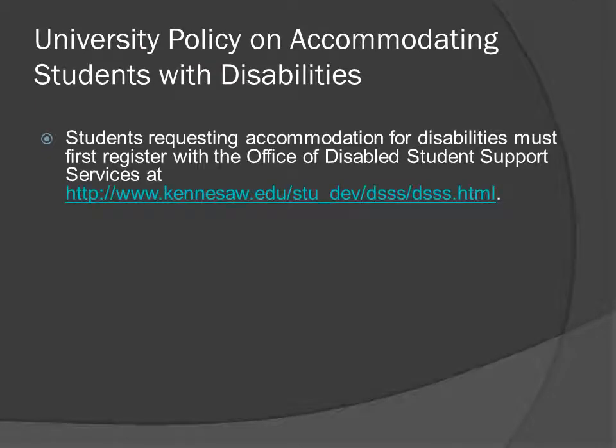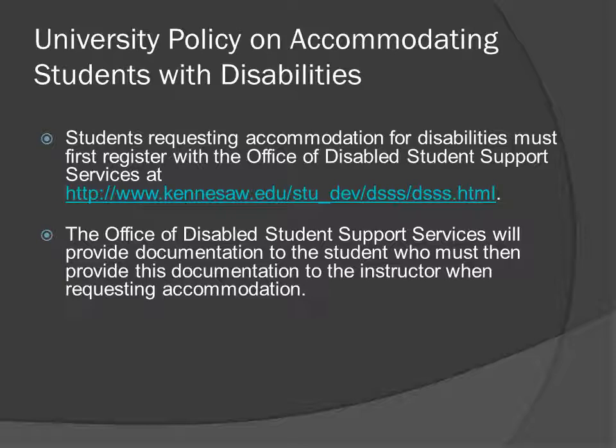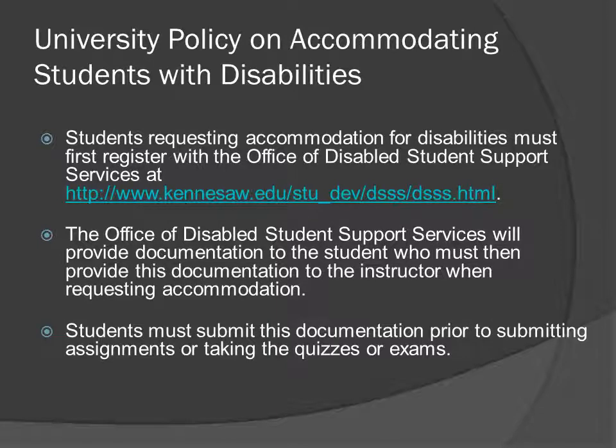If you would like to request an accommodation for a disability, you must go through KSU's Office of Disabled Student Support Services. Once you do, I will receive a letter that states the accommodations you should receive, and I will absolutely provide you with the accommodations required. You need to provide me with a copy of the documentation as soon as possible.